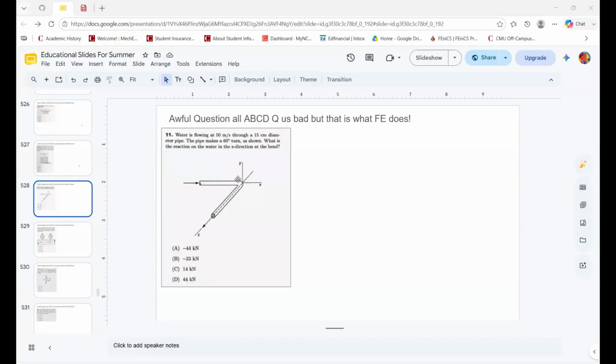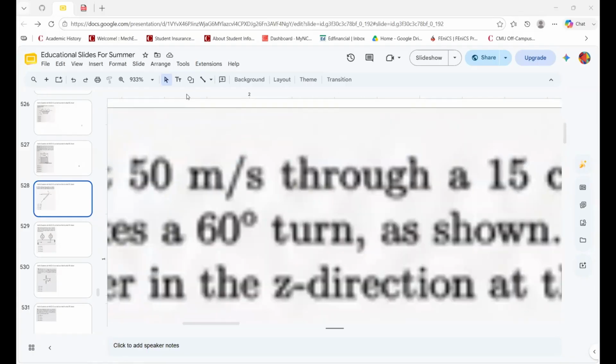Water is flowing at 50 meters per second through a 15 centimeter diameter pipe. The pipe makes a 60-degree turn. Interesting, 60-degree turn. So why does it look like a 90-degree turn when it's a 60? Let me look at the original question. Yeah, that's supposed to be 90. And let me check all the other numbers are correct. Other numbers are correct. This just is stupid.